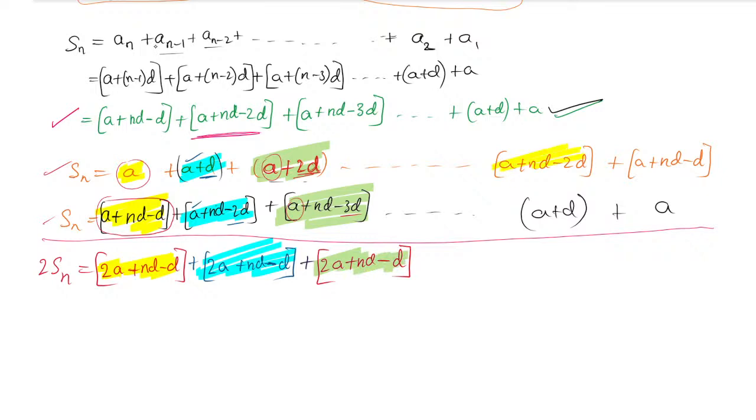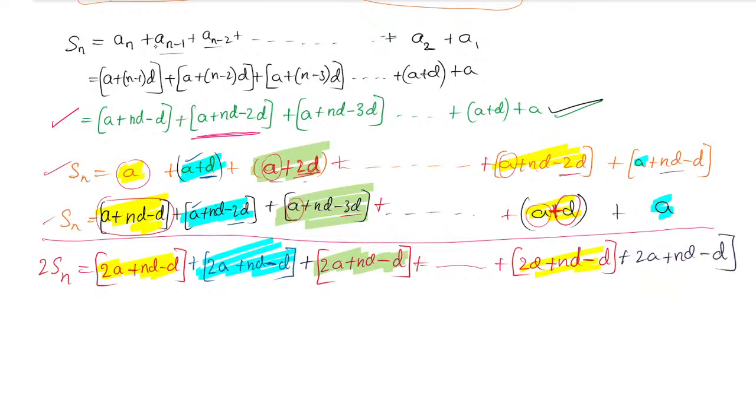Next we will go for this term and this term. So on, plus we have a plus a is 2a, nd will keep it as it is, but d plus d minus 2d is minus d. And the last term is, once again, a plus a is 2a plus nd, and minus d we have to write down as it is. So here you can see everywhere we have the same formula.